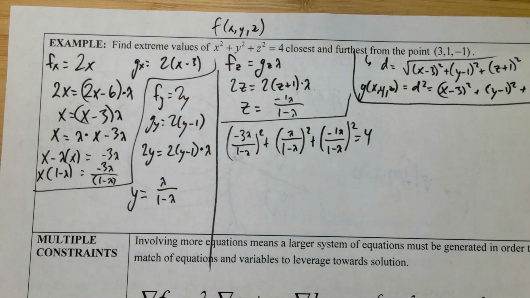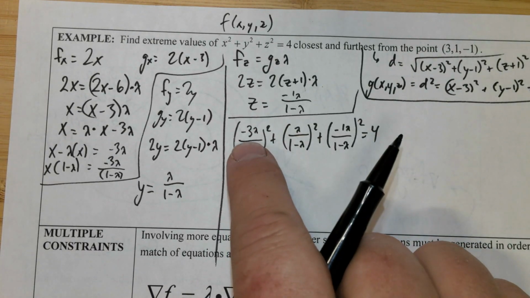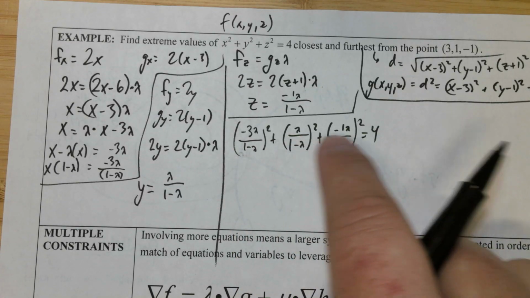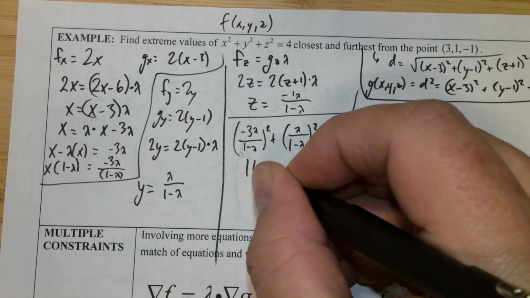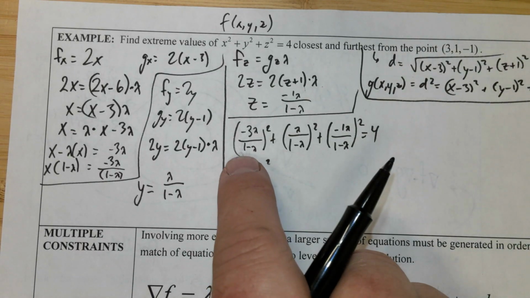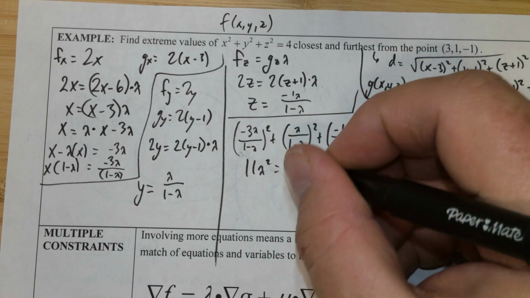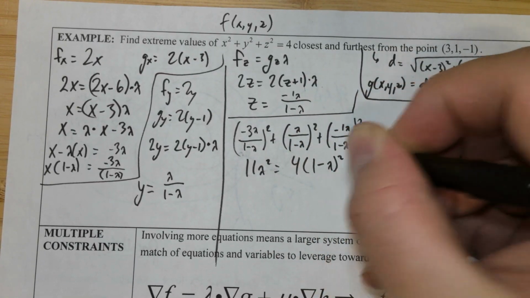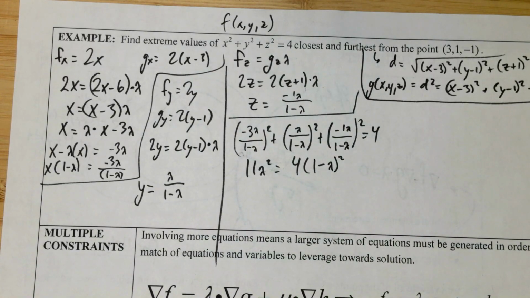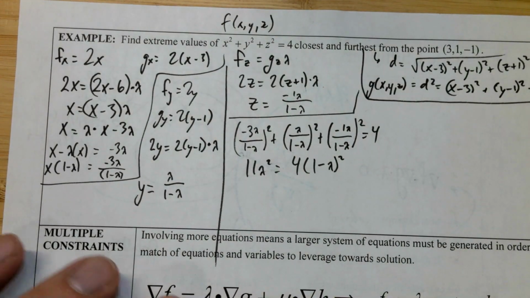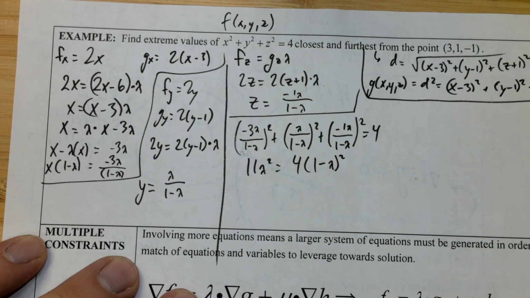And would you believe it, this is totally a solvable rational equation, right? I'm going to get 9 lambda squared, 1 lambda squared, 1 lambda squared. That's going to make 11 lambda squared on this side. I'm going to multiply over by this denominator. So this would be 4 times 1 minus lambda squared. I hope you trust me to be able to do that. Skipping a little bit of algebra there for the sake of space and time.